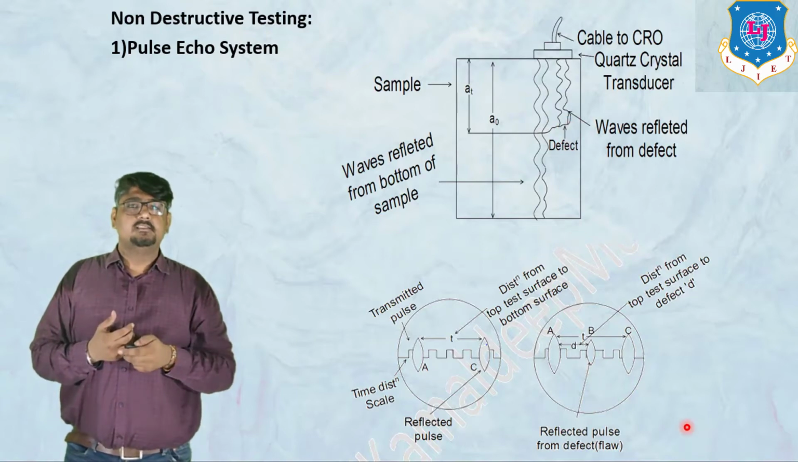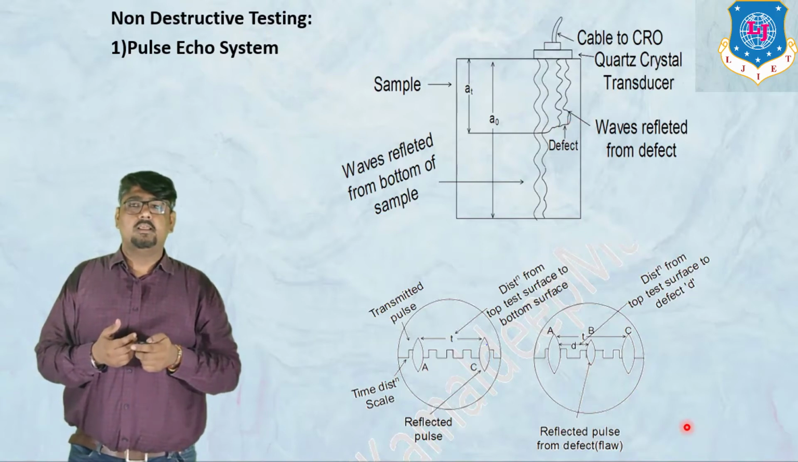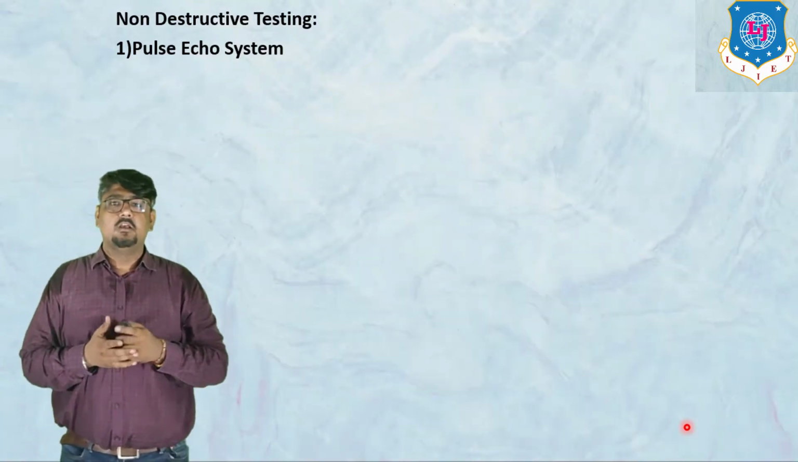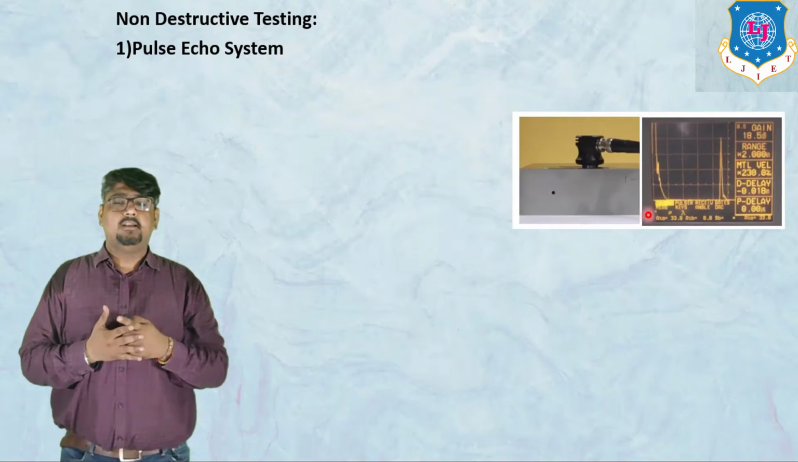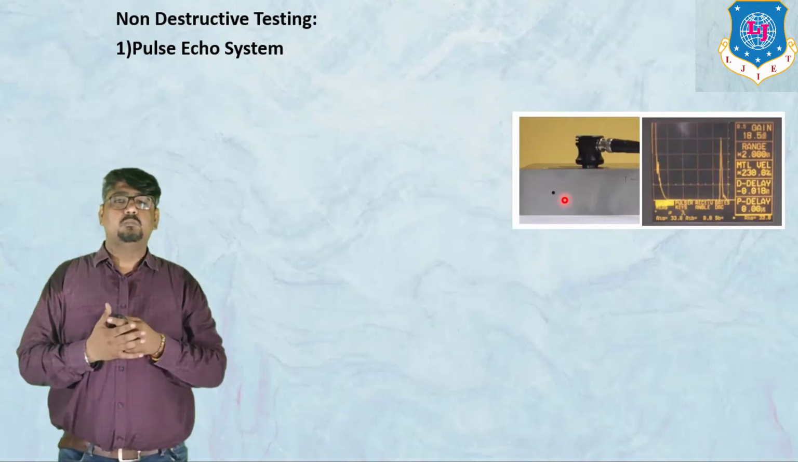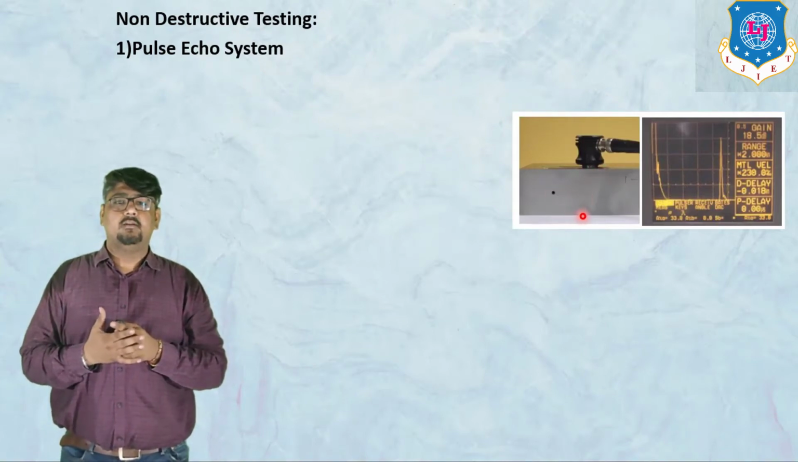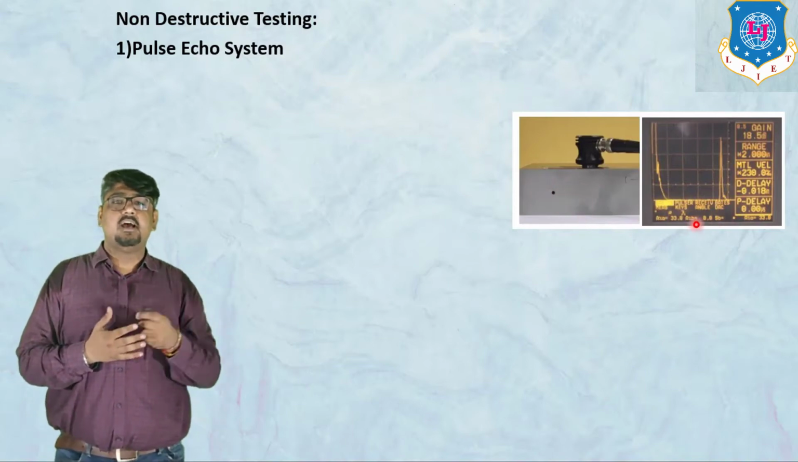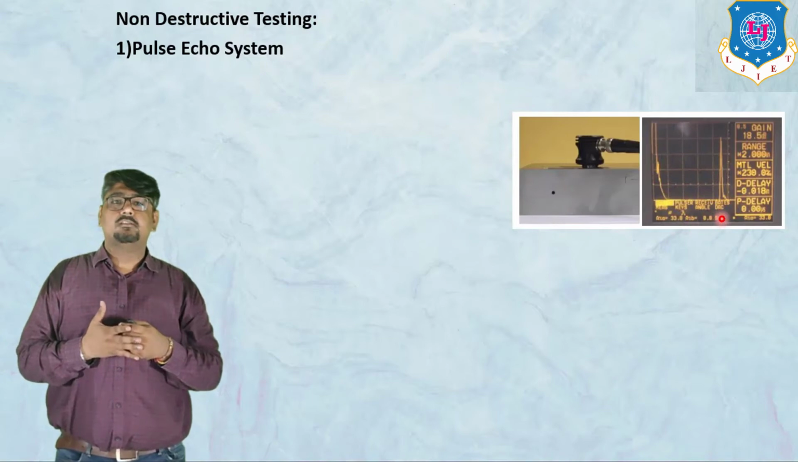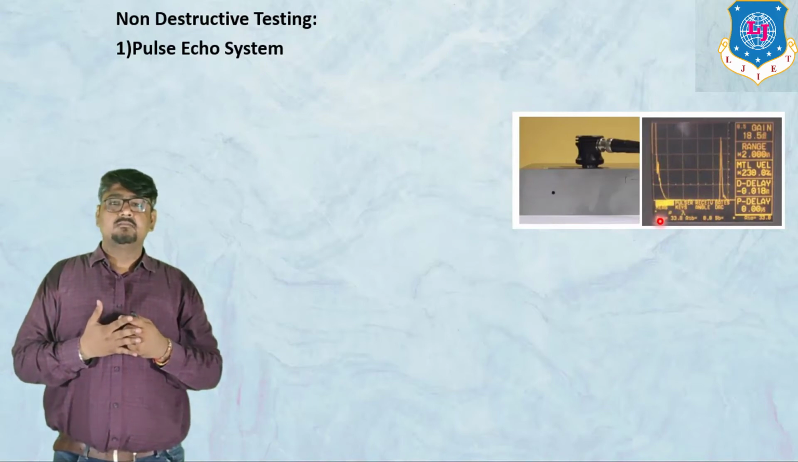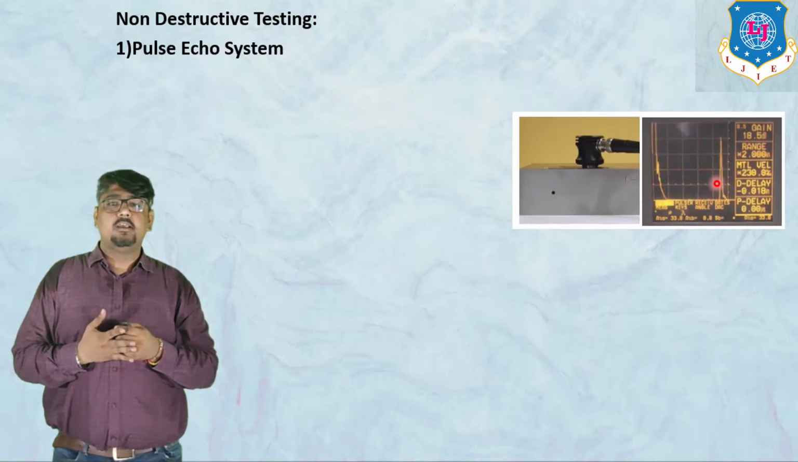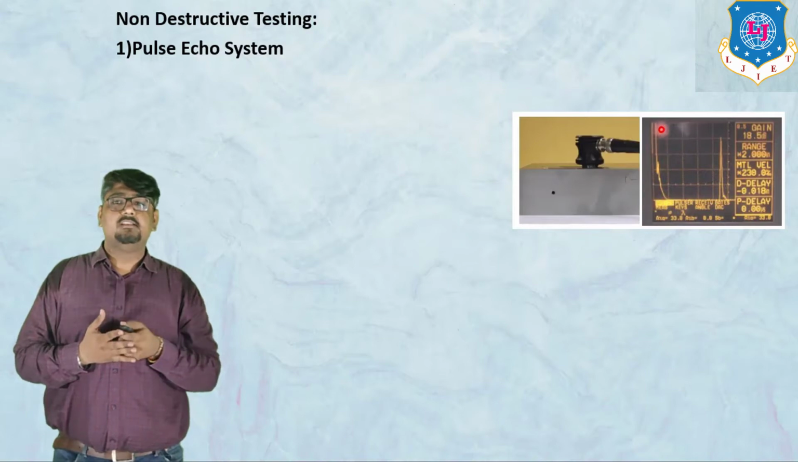Let us understand this in a more clear way. You can see the figure over here. You can see the probe, the metal, and there is a spot in between that. On the other side of the image there is a CRO screen, a cathode ray oscilloscope screen. On the screen you can see there are two peaks. This is for when the defect is not there.